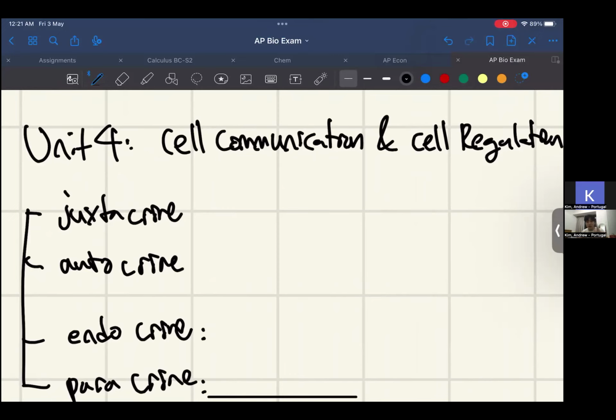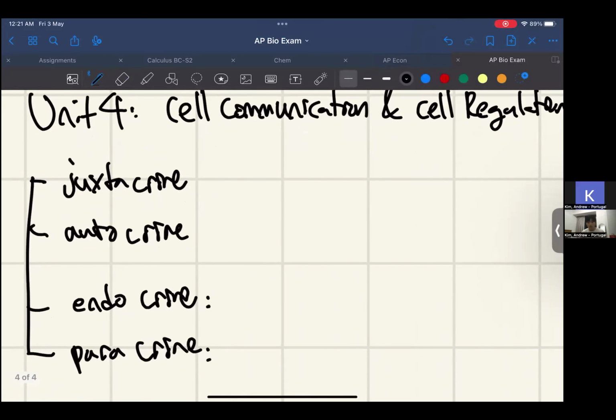So when it comes to cell communication, you really just need to know four different types: juxtacrine, autocrine, endocrine, and finally paracrine cell communication. Now, juxtacrine cell communication, let's talk about that. Well, juxta, where have you heard of it? Juxtaposition, right? What is juxtaposition in English?